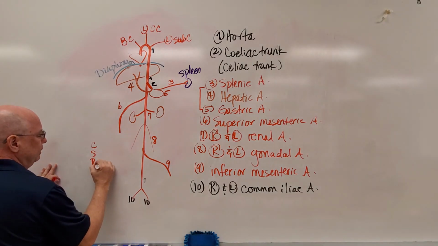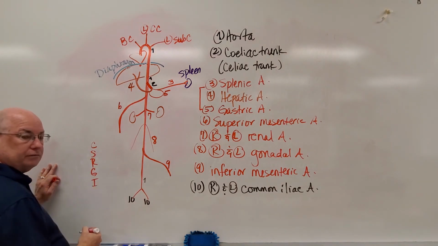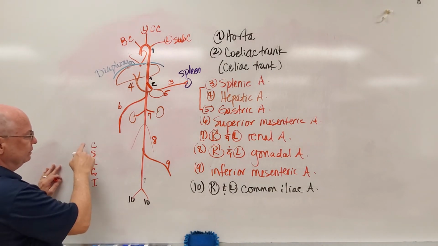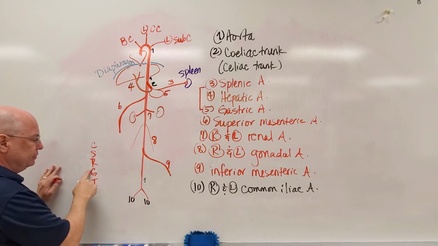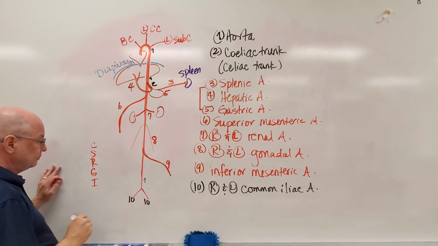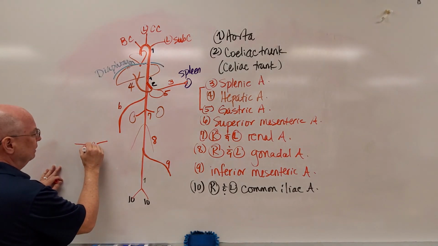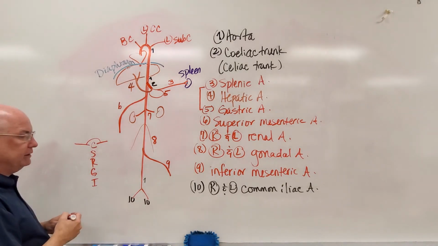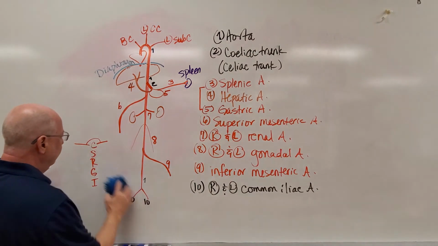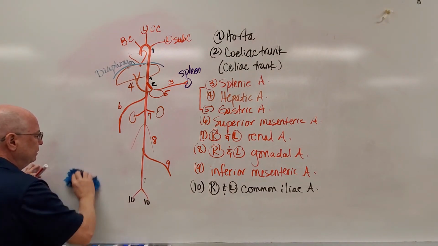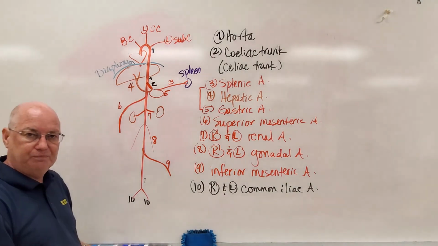Celiac, superior, renals, gonadals, inferior, all off the aorta. And then my celiac trunk has the splenic, the hepatic, and the gastric connecting them. We would draw that and label them, and we had it all in our brains the same way that you're going to do so. Okay?